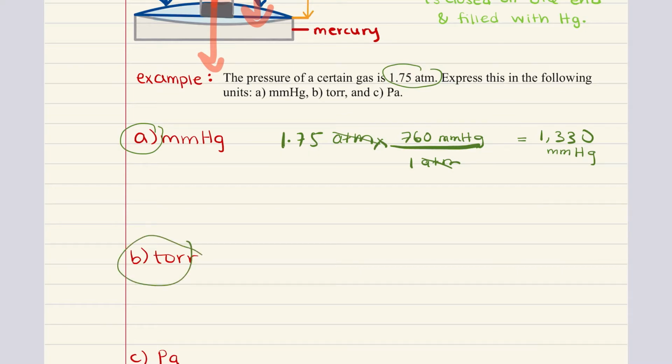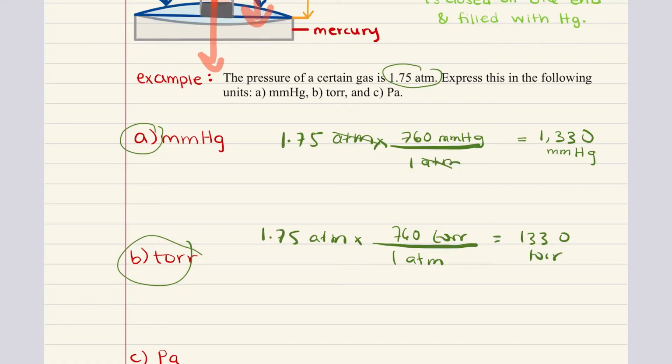Now, part B, we want it in units of torr. There are 2 ways we can do this. We can start off by saying we have 1.75 atmospheres, and then we can find the conversion factor between atmospheres and torr. 1 atmosphere is equal to 760 torr. All right, and that's going to give us 1,330 torr.